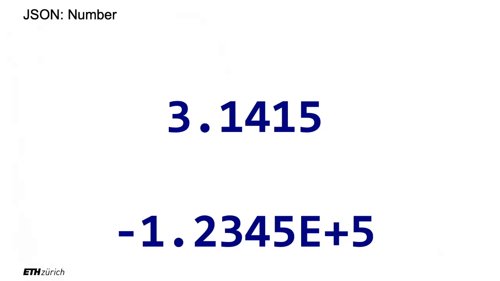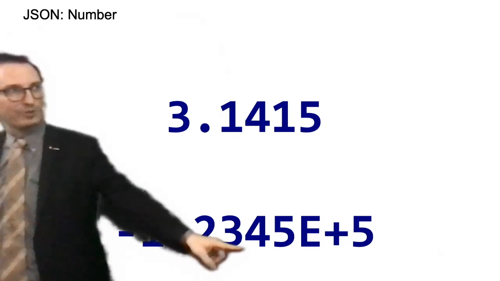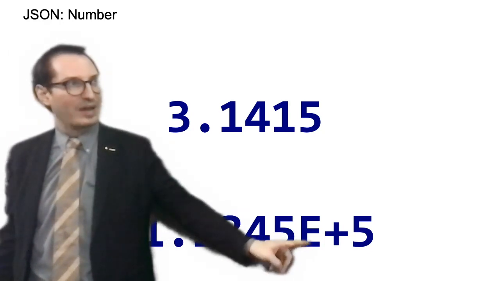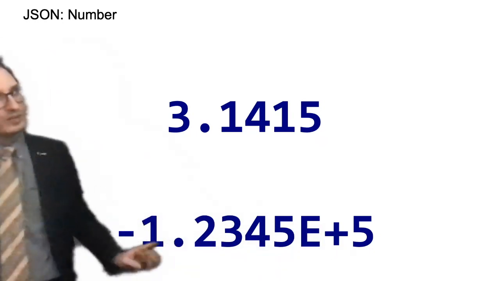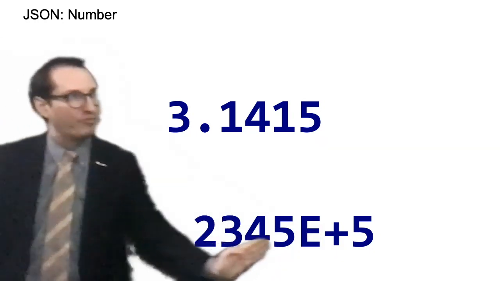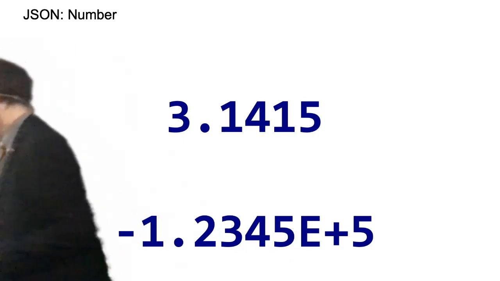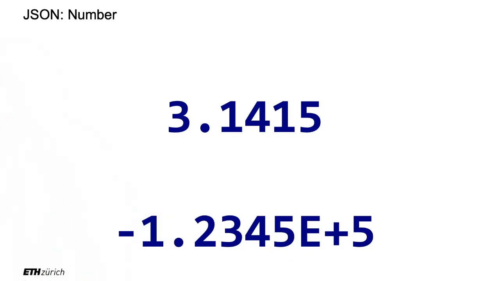Then we have numbers. It's easy again because they look exactly the same as in many languages. You have the decimal period if you want decimal numbers, you have the negative sign if you want negative numbers. You have the E, that is basically the scientific notation. You find that on calculators as well. So that means times 10 to the power of 5. What it tells you is that the dot should be shifted by 5. That's the scientific notation. These are numbers.